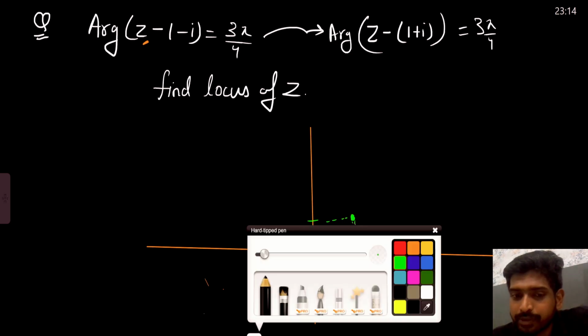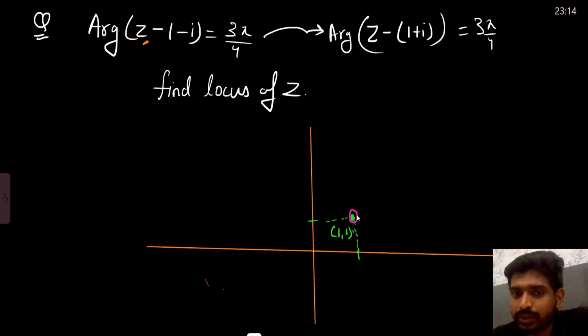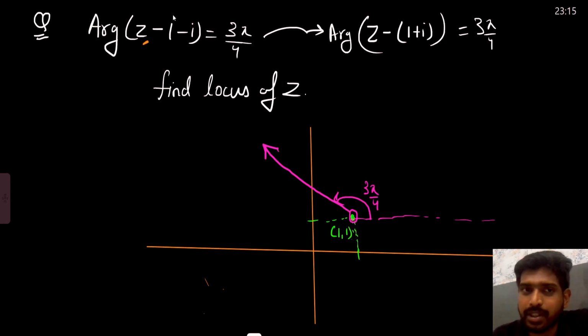And there will be an open circle here. And what is the argument? Argument is 3 pi by 4. So the ray will be like this, making the angle 3 pi by 4. So this represents a ray having one end point at 1 comma 1 and making an angle 3 pi by 4 with the positive direction of the x-axis. Got it? Locus of z is a ray.